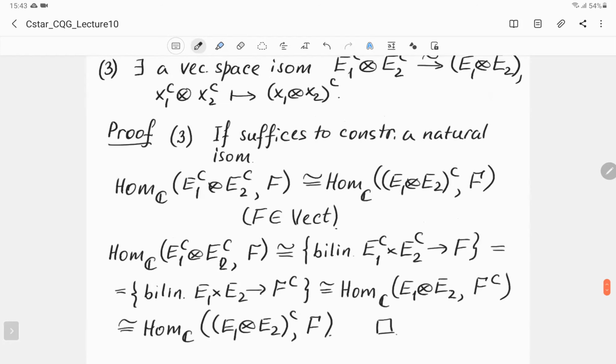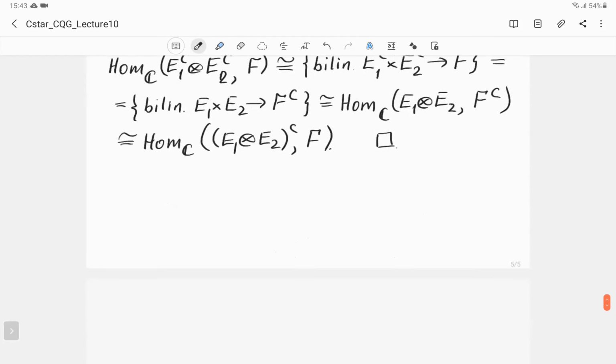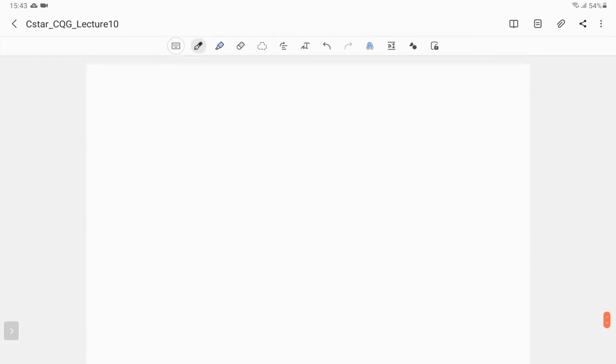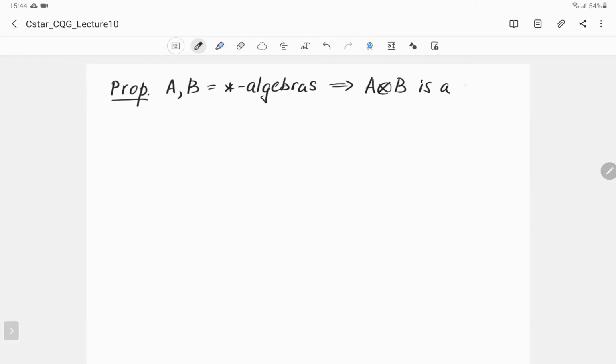Okay, let's now come back to algebras. We have the following simple proposition. Suppose that A and B are star algebras. I claim that their tensor product, A tensor B, is also a star algebra with respect to the involution uniquely determined by the following formula.